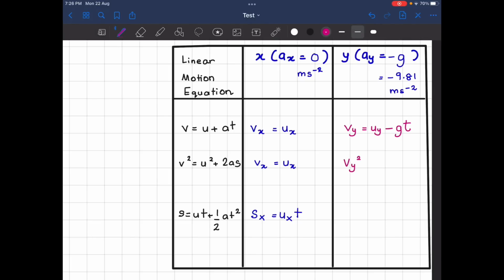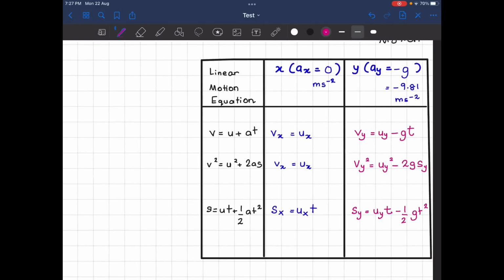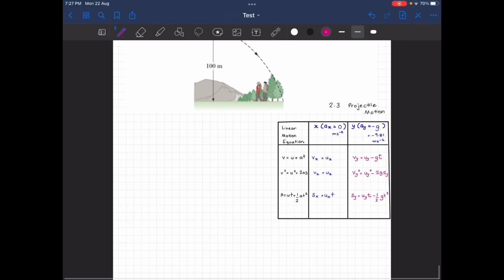Vy square is equals to Uy square minus 2gsy, where I convert this one. Since s is a vector, we have to clarify it as x or y component. And then we continue with this one, sy equals to uyt, again I will replace A with negative g, so negative 1/2 gt square. So these are the formula that we are going to use in these questions, especially in projectile motion questions.